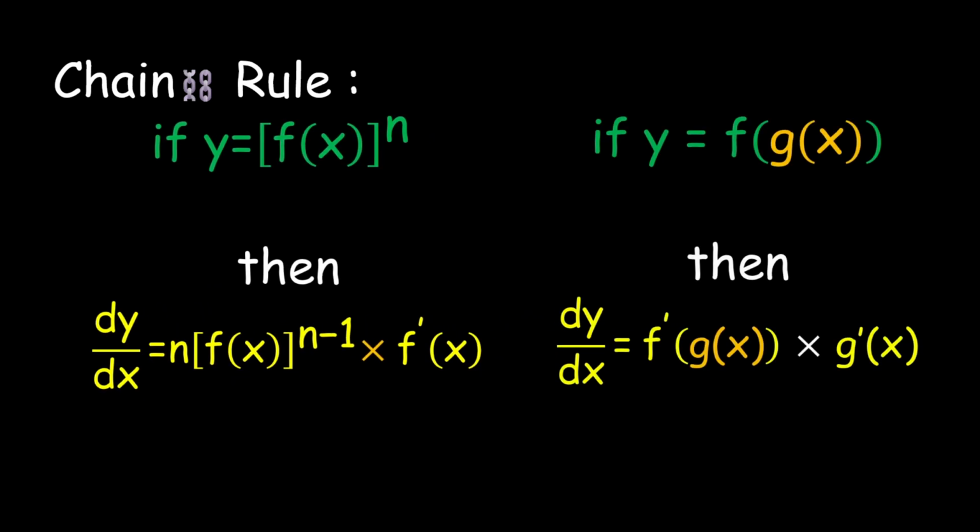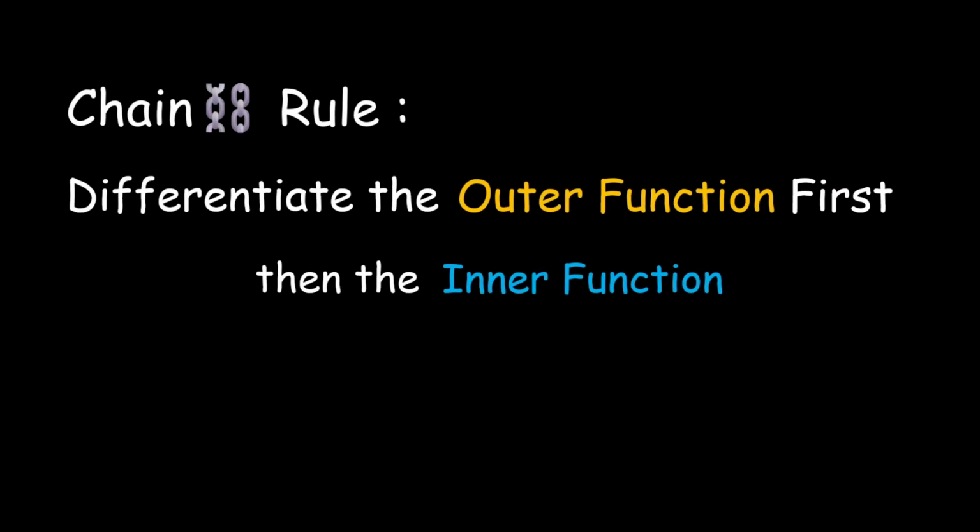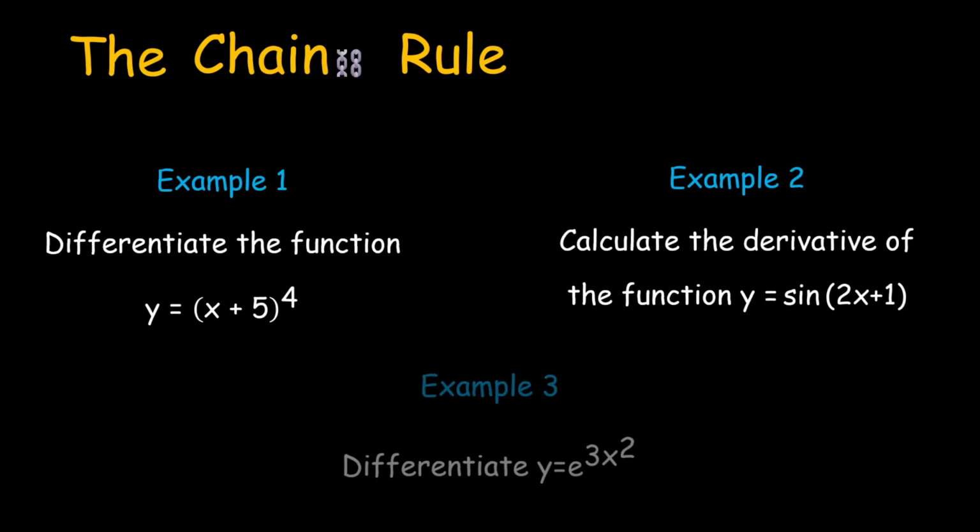So, all this means is for you to get the derivative, differentiate the outer function first, then the inner function later, and then multiply them together. Remember how the power rule entails just bringing down the power of n and subtracting 1? Well, the extra bit for the chain rule is you must multiply by the derivative of the inner function as well. Let's see how this works with 3 examples.